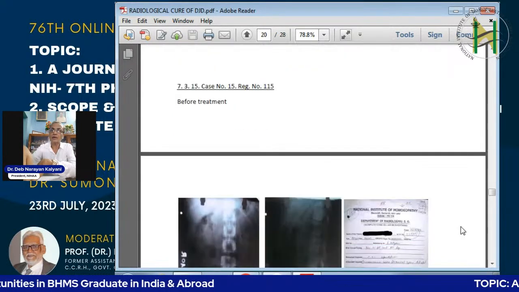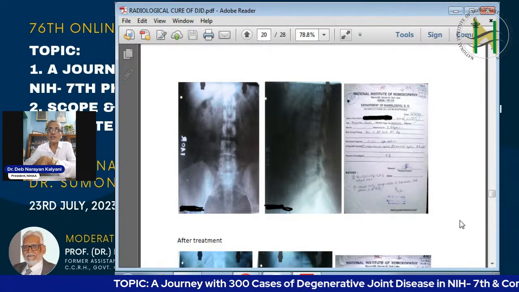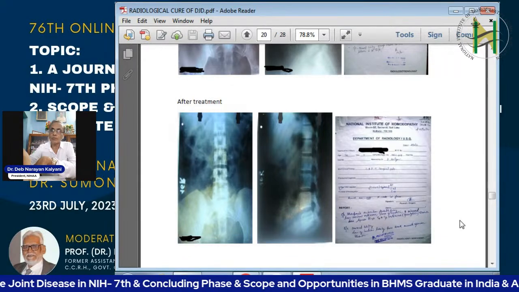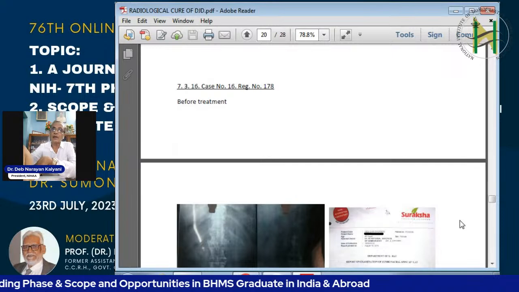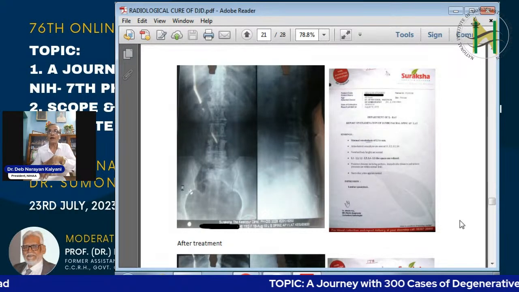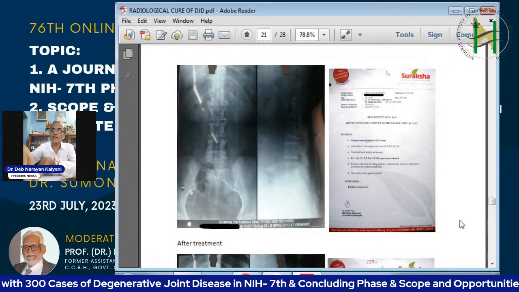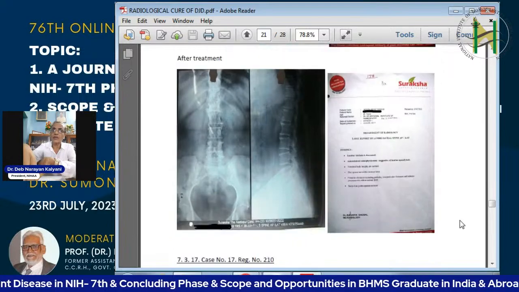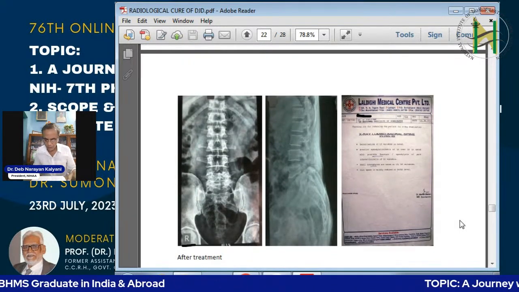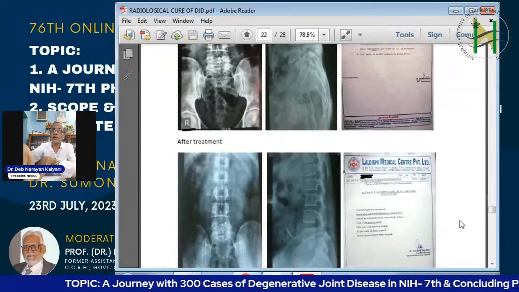Case number 15, because of the time constraint, I am not enlarging. You'll be able to see later on. These are the changes before treatment, after treatment, normal study. Case number 16 was a case of listhesis. The vertebra slips out of the normal anatomical position, causing listhesis. That is becoming normal in the next reports. Case number 17, before treatment, it was a case of osteophytes. After treatment, it became normal.